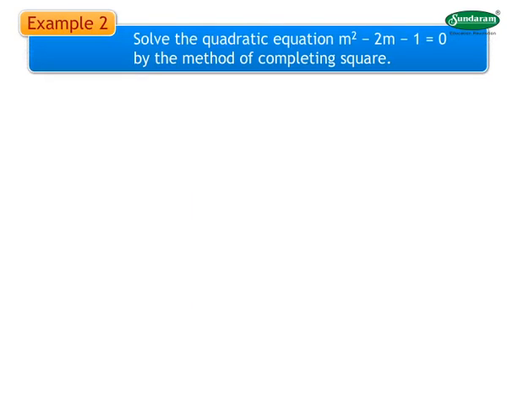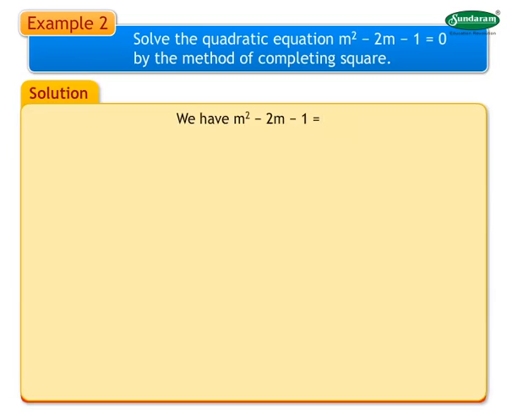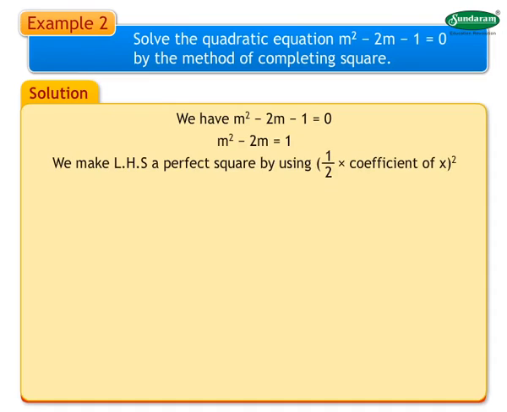Example 2. Solve the quadratic equation m² - 2m - 1 = 0 by the method of completing square. Solution. We have m² - 2m - 1 = 0. m² - 2m = 1. We make LHS a perfect square by using (1/2 × coefficient of x)². (1/2 × -2)² = 1.